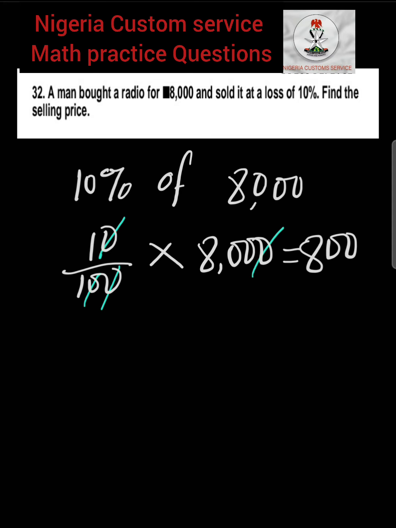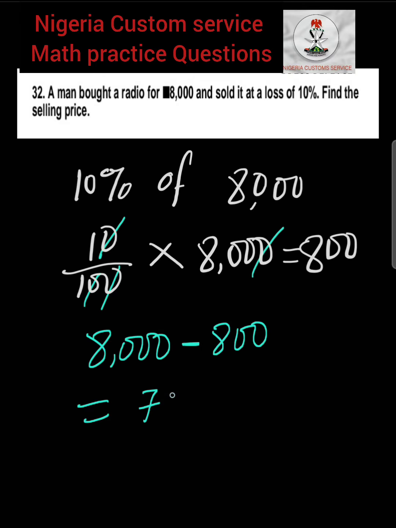And the question reads, he sold it at a loss of 10%. So for that loss, we subtract the 10% of 8,000 from the actual cost, which is 8,000. So this is 8,000, the actual cost, minus the 10%, which is 800. So the answer is 8,000 minus 800, which gives us 7,200 naira.